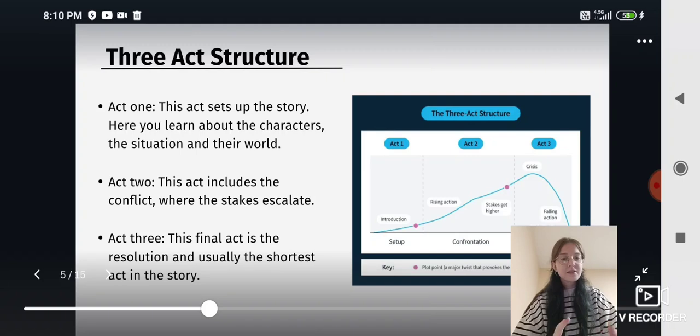So like I said, it's made up of 3 parts. In Act 1, this act sets up the story. Here you learn about the characters, the situation, and their world, and you start to connect with people. In Act 2, which is usually the longest part, this act includes the conflict where the stakes escalate. And in Act 3, which is our last part and probably the shortest one, this final act is the resolution. And like I said before, it generally leads to a satisfying resolution, so that's why people really love it.